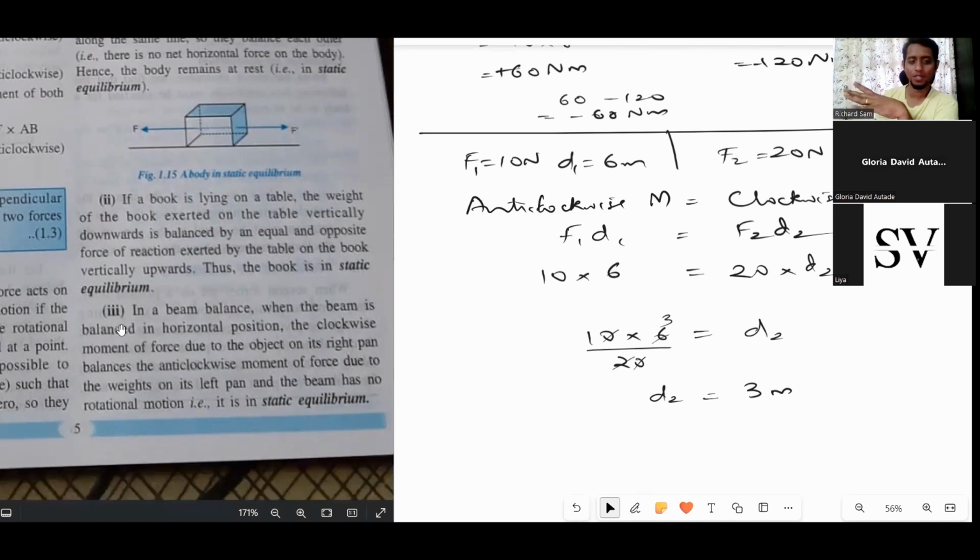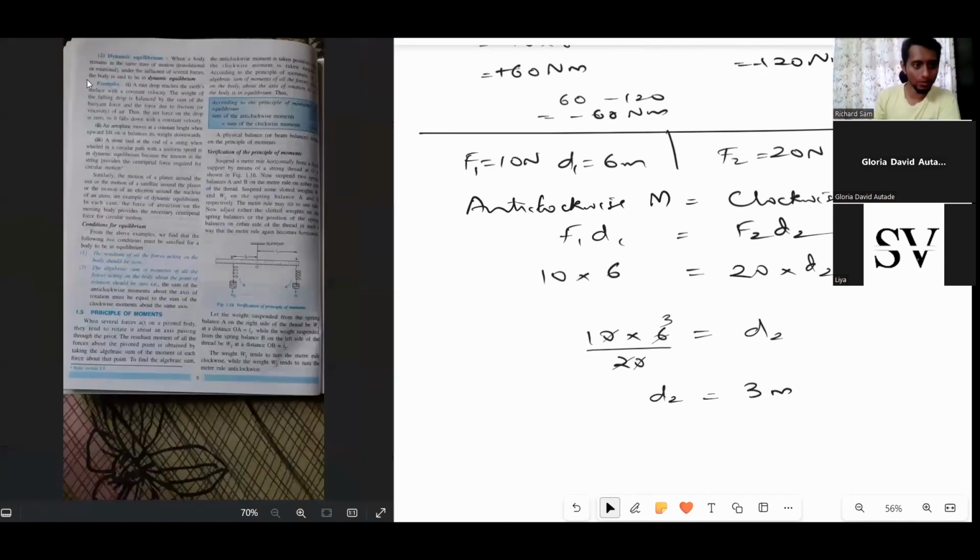Another example is the beam balance. If the beam balance is steady, that means both the weights are equal on both the sides. Beam balance will stay steady, right? That is another example of static equilibrium.